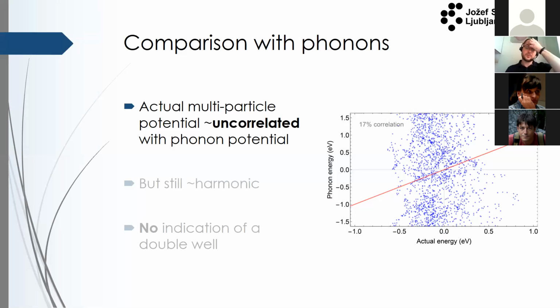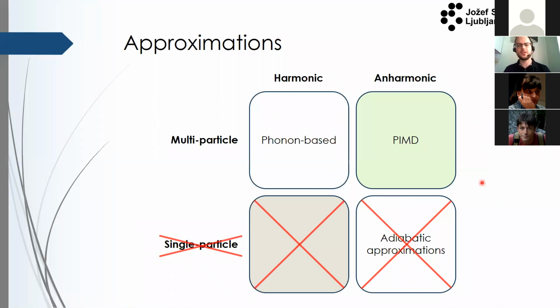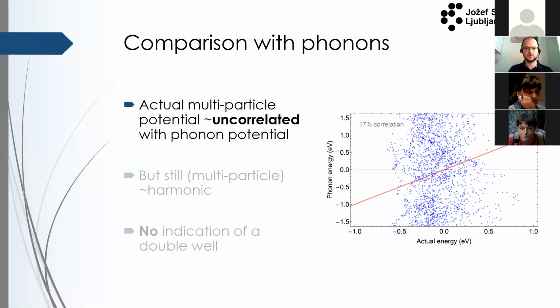Furthermore, if we look at the actual energy on the x-axis versus the harmonic prediction for the energy, we see that there's basically no correlation between what the actual energy is in quantum mechanics for some configurations of the muon and nitrogens in a crystal, versus what the harmonic approximation would give us. There's no correlation, meaning that phonon-based methods completely fail in this case. So it's only fully anharmonic, fully multi-particle methods that we must use in this case.